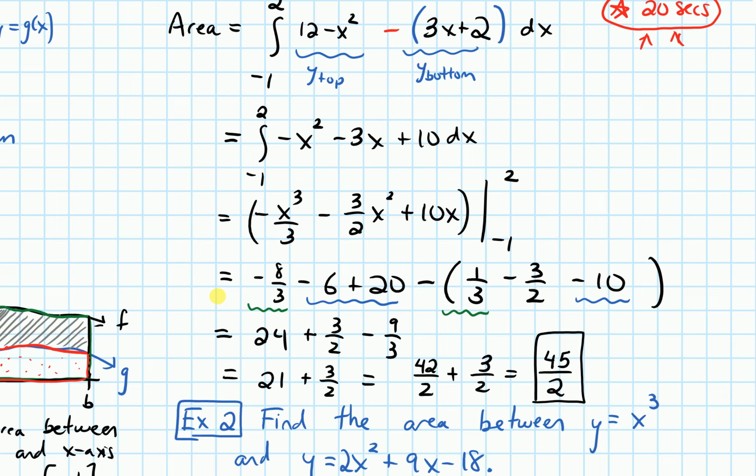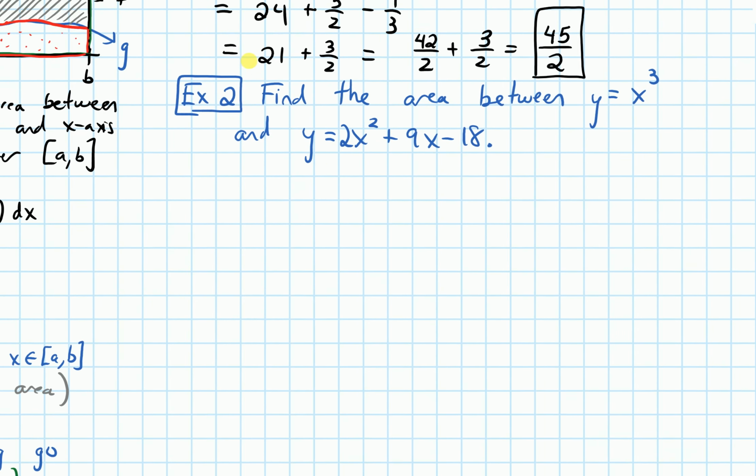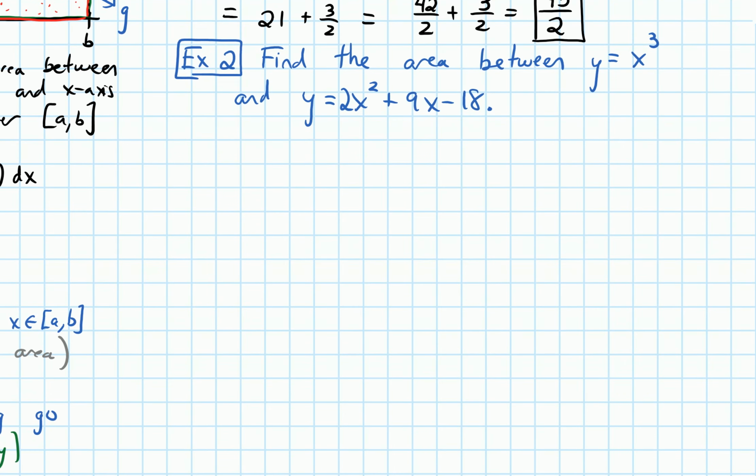All right, so let's look at another example now. Let's find the area between y equals x cubed and y equals 2x squared plus 9x minus 18. All right, so let's see if we can draw a rough sketch here to get us started. Okay, so I'm going to draw some axes, so a y-axis and an x-axis.